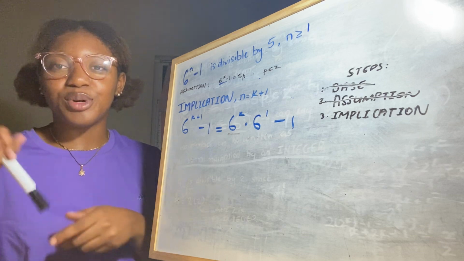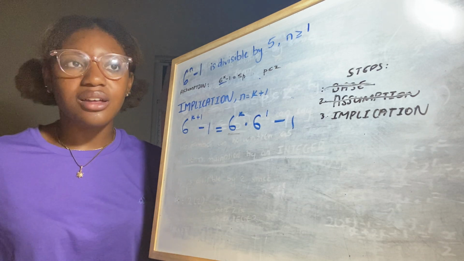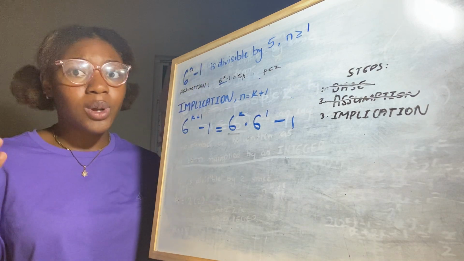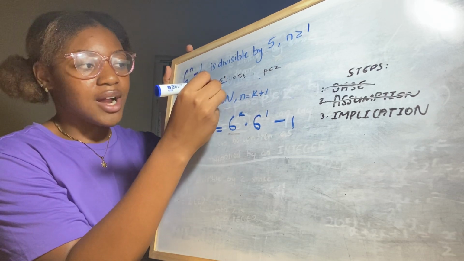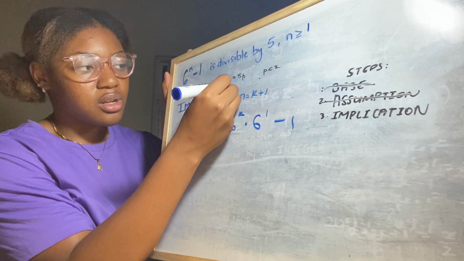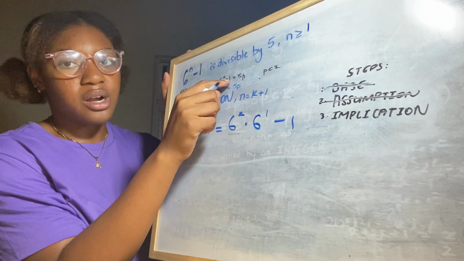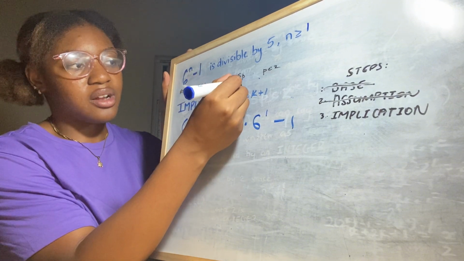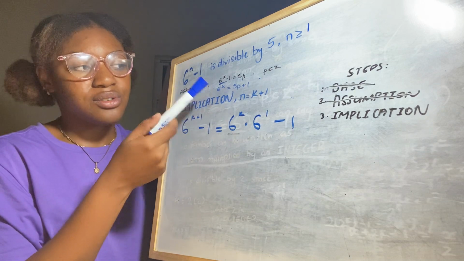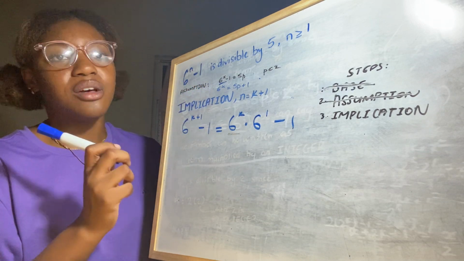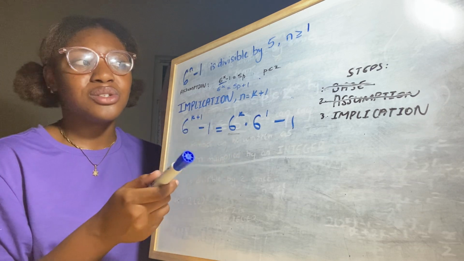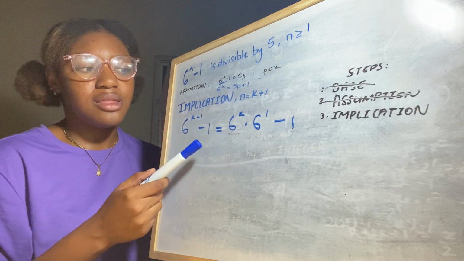So if you notice, we'll have 6 raised to the k. In our assumption, we'll also have 6 raised to the k. So what we can do is write our assumption by making 6 raised to the k the subject, where we would have 5p, and since we have a minus 1 here, if we bring it to the other side, it would be plus 1. So from our assumption, we're saying that 6 raised to the k is equal to 5p plus 1. And since we have 6 raised to the k here, we can just substitute 5p plus 1 in this expression.